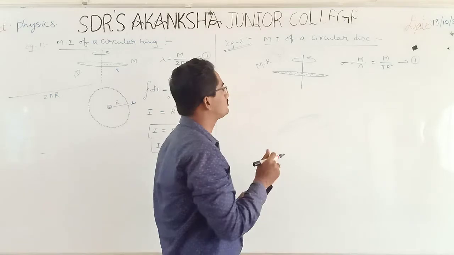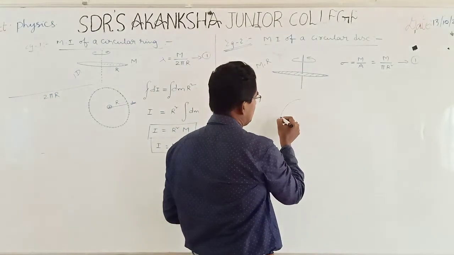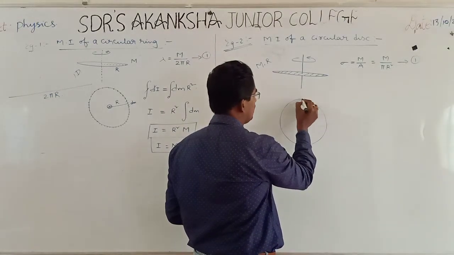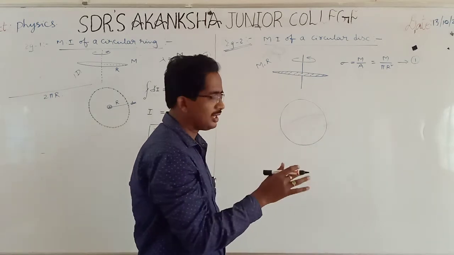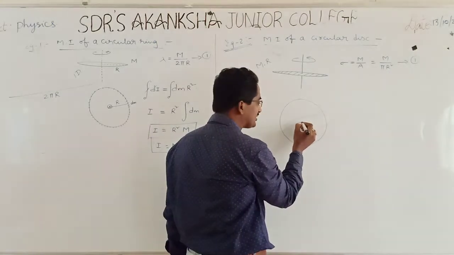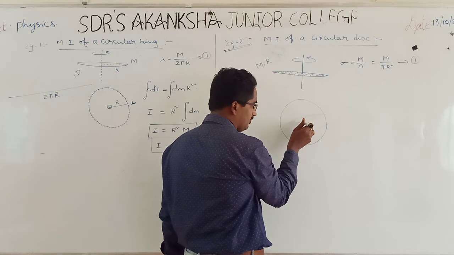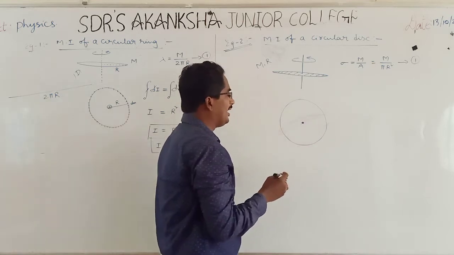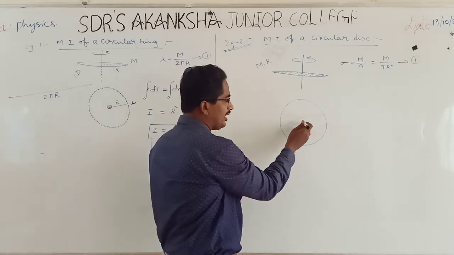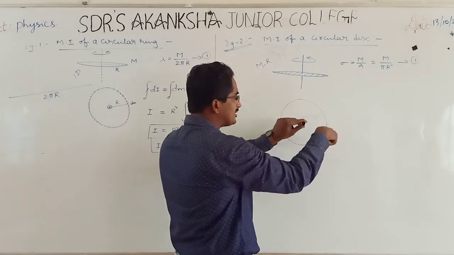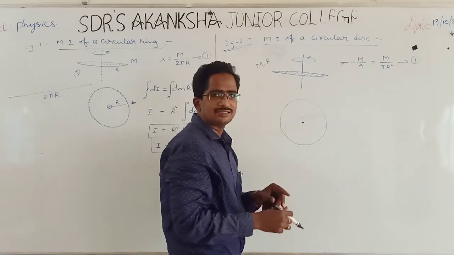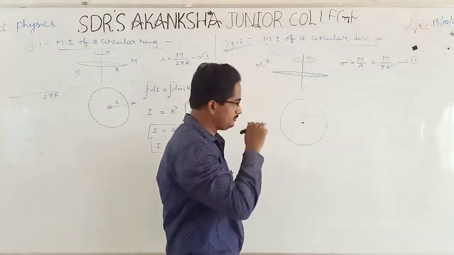Now this is a disc. I am drawing it on the plane of the board, and it is rotating about this axis, right? The axis is perpendicular to the plane of the board, and passes like this. Whenever the axis is like this, the disc rotates around it. Then what is its moment of inertia? That we want to get.